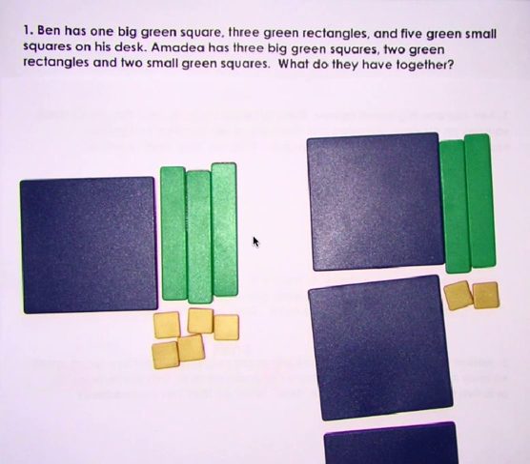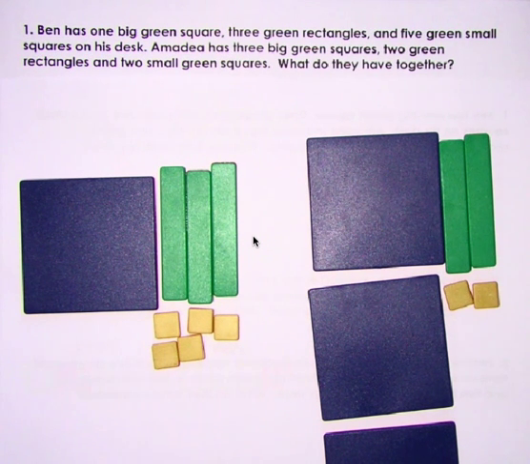So looking at number 1, Ben has one big green square, 3 green rectangles, and 5 green small squares on his desk. Amadea has 3 big green squares, 2 green rectangles, and 2 small green squares. What do they have together? Now you might be wondering, why does it keep saying green?